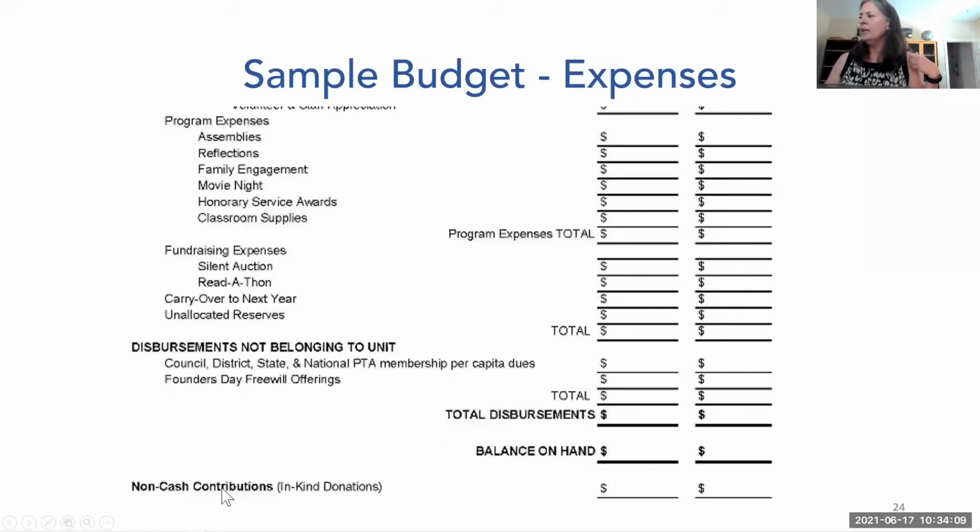And then again, down here, this is the non-cash contribution. So this would be one way to track it. Again, it could be a separate piece of paper. You know, Ralph's gave us 4 cases of water, and Starbucks gave us 2 travel carrier things. And so that could just be itemized on a whole separate piece of paper.